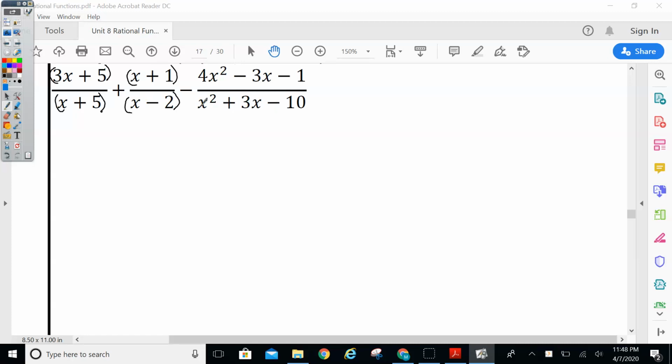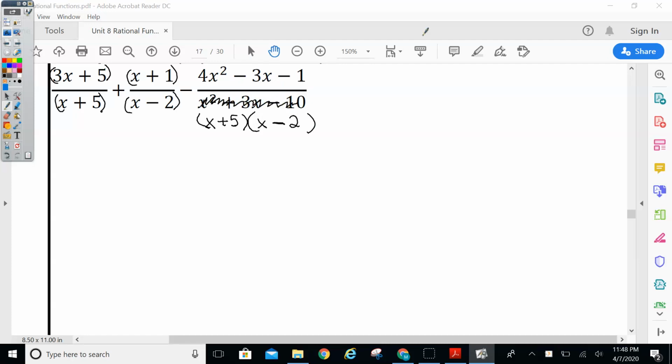This one though, if you look at the denominator, it's quadratic, so we want to factor this one. What are the factors of negative 10 that add to 3? Positive and negative. So 10 is 2 and 5, with the 5 being the positive one. The bigger one has to be positive for it to be a positive 3. Okay, so this one's gone.